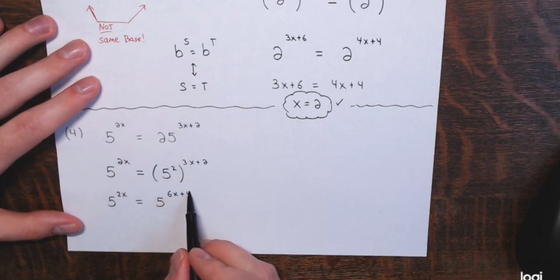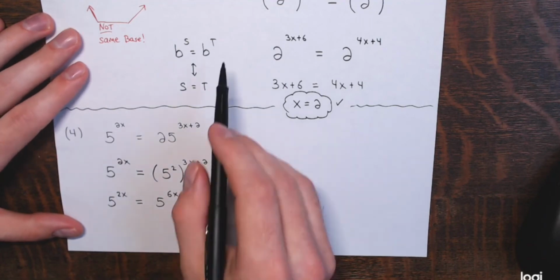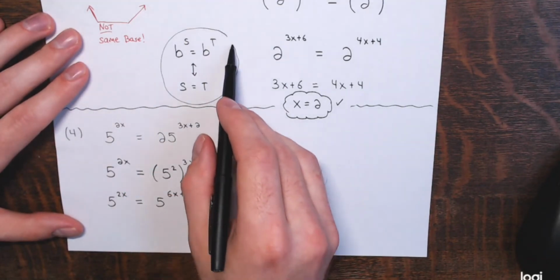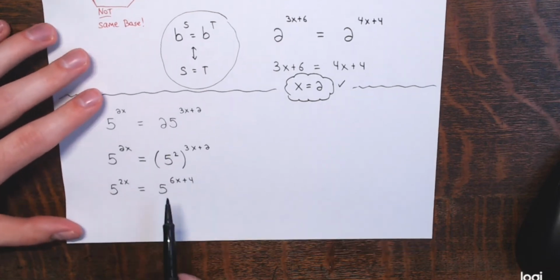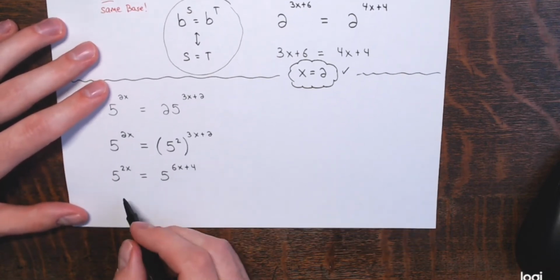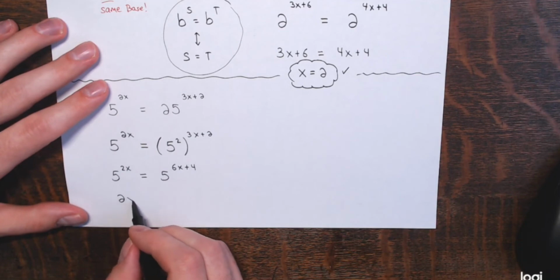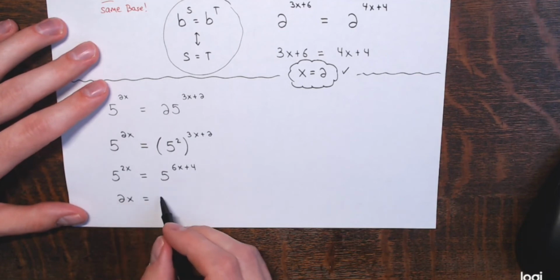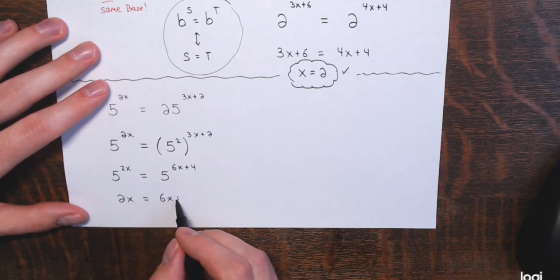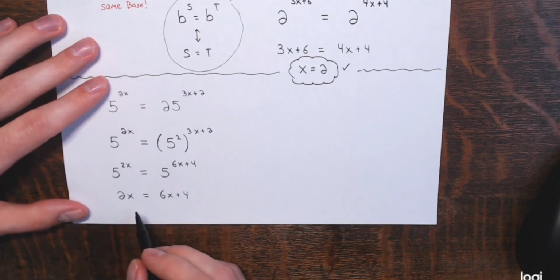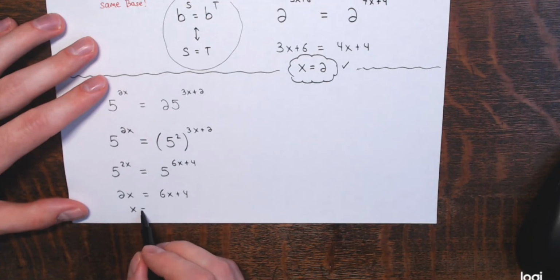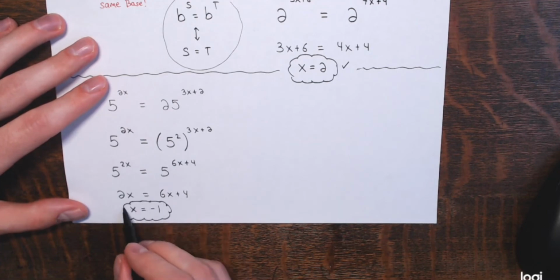All right. And now I have what I want. Now I have a scenario where I can use this one-to-one property. Same base to some power on both sides. So I equate the powers. The 2x is the exponent on the left, must be equal to 6x plus 4 on the right. Then I subtract 6x and divide by negative 4. I would see that x equals negative 1. All right, and there's our solution.